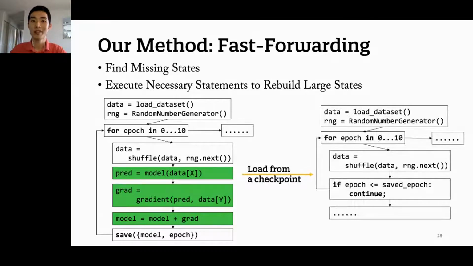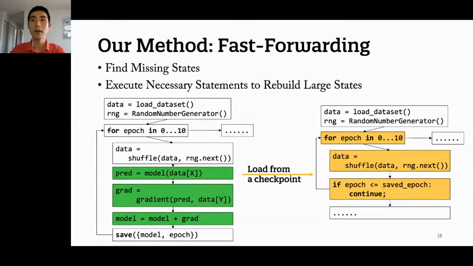The instrumented code is shown on the right-hand side. During the fast forwarding, only the statements marked in yellow are executed. It simply shuffles the dataset. And we also insert an if statement here. It checks whether the saved epoch number is reached. If not, it simply skips the following loop body.